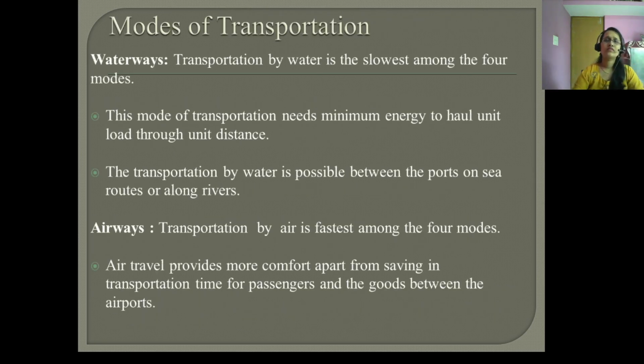Coming to waterways, waterways is the slowest among all the four modes and it needs minimum energy. Next is the airways. As we all know, airways is the fastest among all the four modes and it offers more comfort and also saves time.